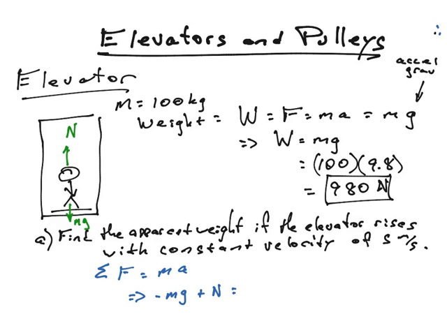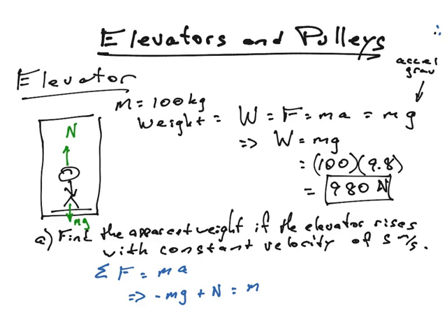Let's look at the right side of this equation. The right side of the equation says ma. Well, the m, that's my mass. Okay, that's fine. What about the acceleration? What acceleration am I going? Look at the problem. The problem says: find the apparent weight if the elevator rises with constant velocity of 5. So what's the acceleration?